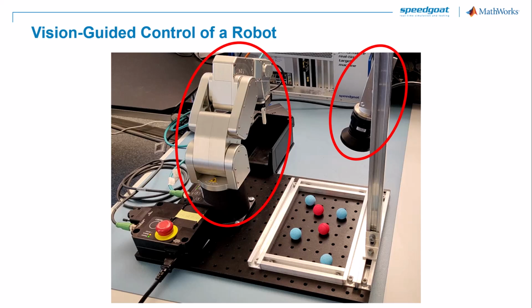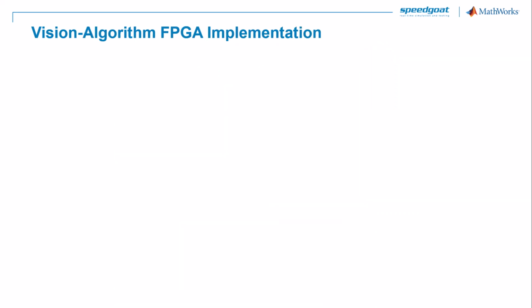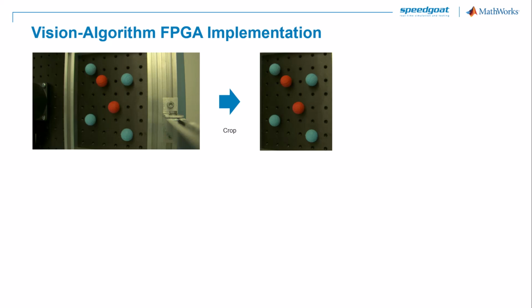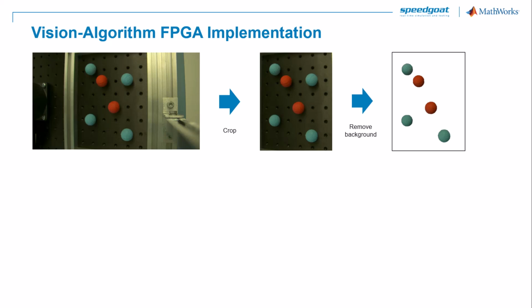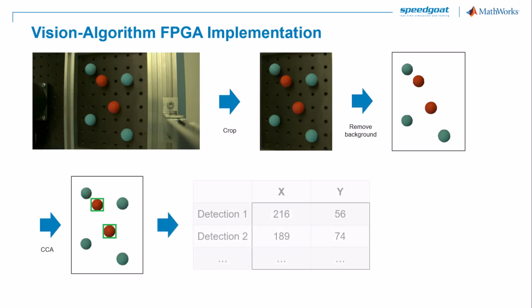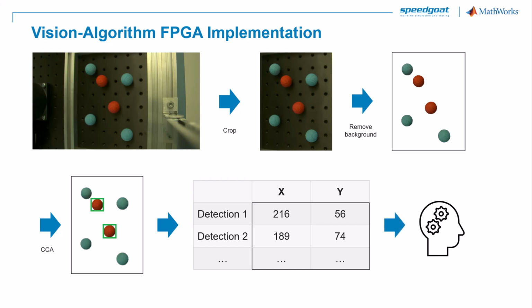Let's first see how the computer vision algorithm works on a very high level. The overhead camera image is cropped to the area of interest and thresholding on an intensity image is used to remove the background. An algorithm for connected component analysis, or CCA for short, then calculates bounding boxes and center coordinates for each object, and we filter them by primary color to detect the red balls. Finally, we transform the detections from pixel coordinates into the robot's reference frame and send them down the data stream.